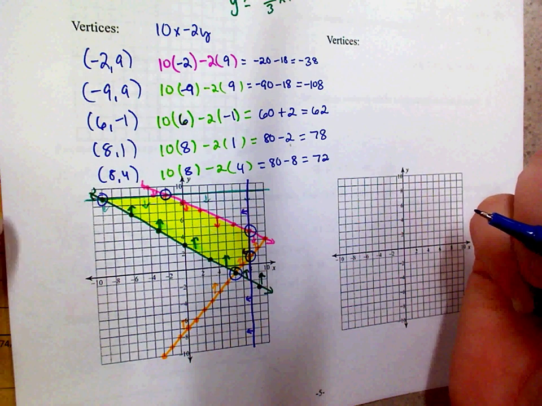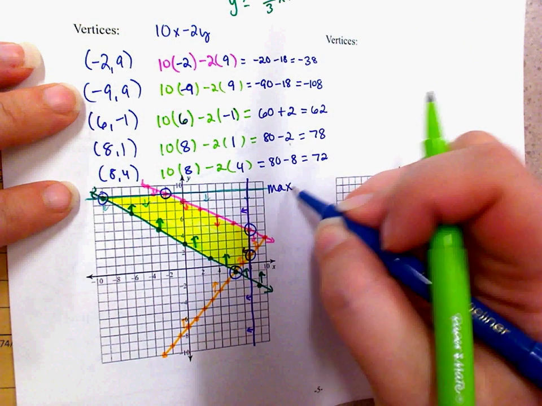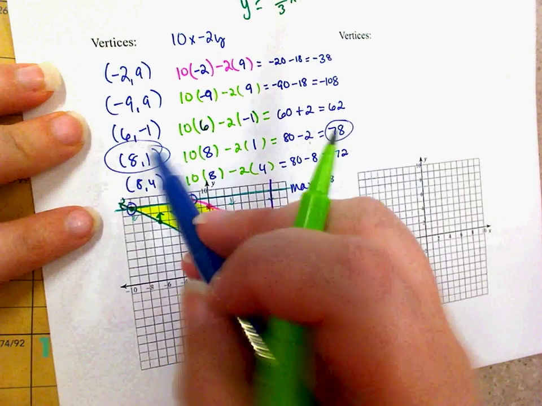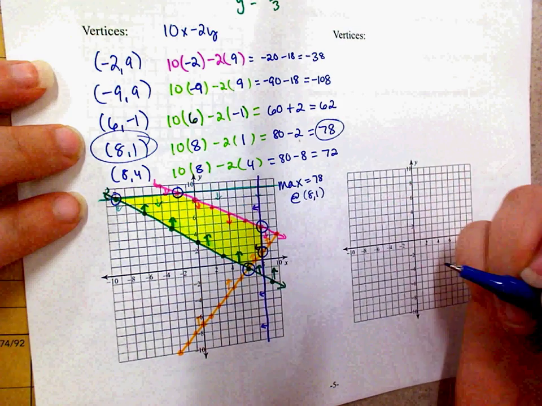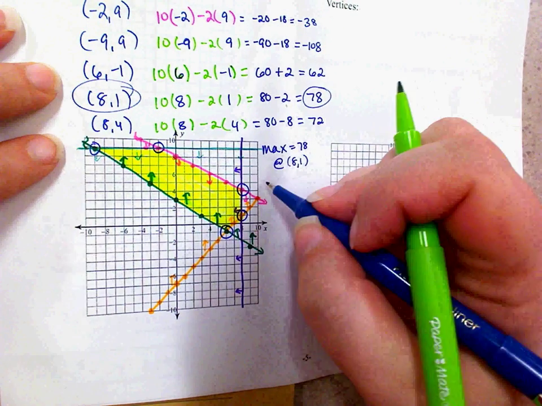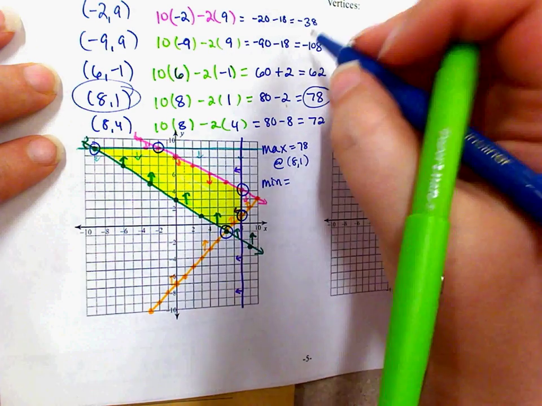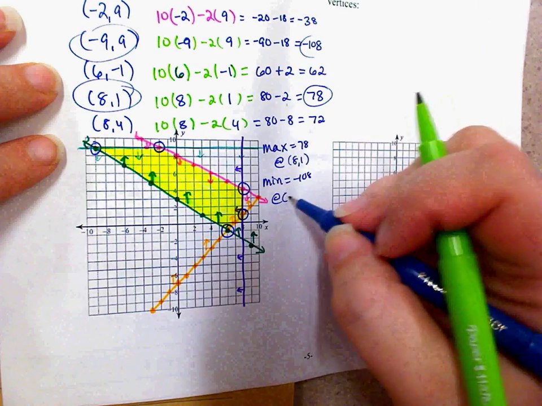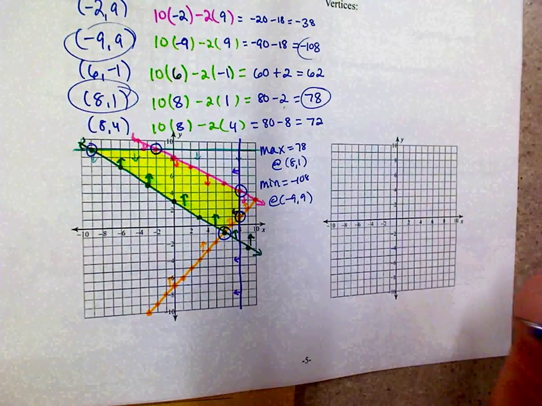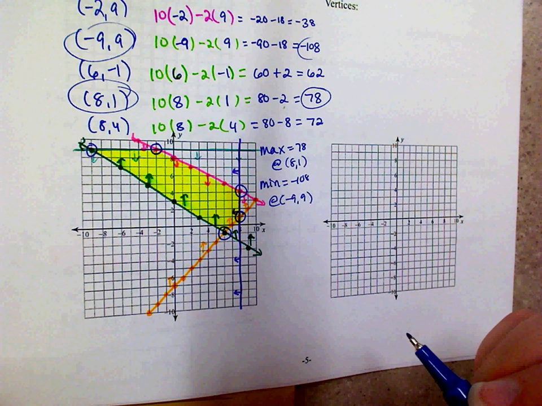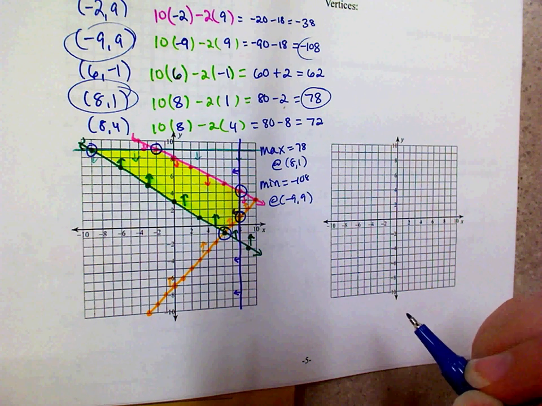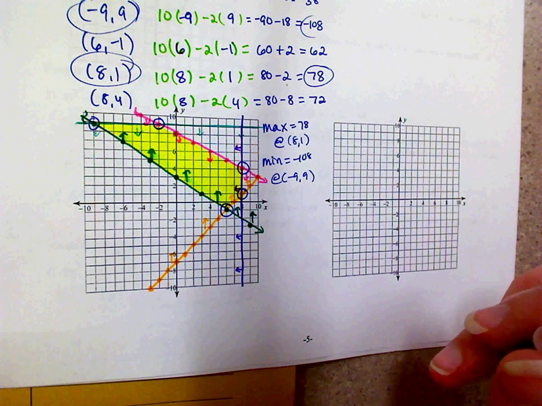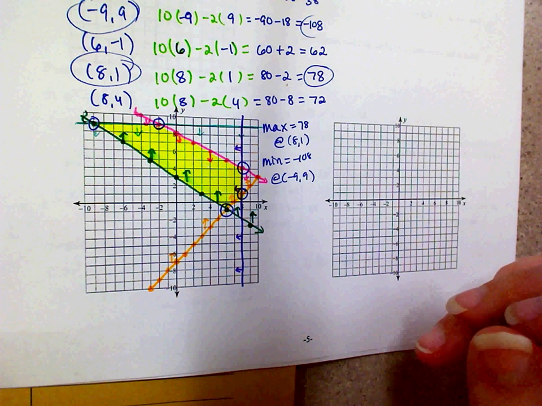Okay, so I'm going to put max equals 78 at what point? At 8, 1. So max equals 78 at 8, 1. And min equals what? Negative 108 at negative 9, 9. Okay? We good? Okay.